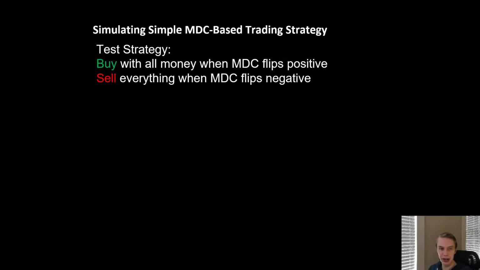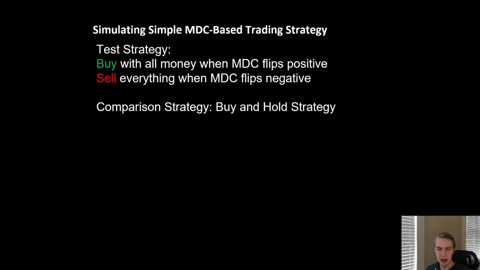The strategy that I'm going to be testing for both the MDC and the 20-week is pretty simple. The first backtest I'm going to show you is the MDC versus buying and holding. Essentially, when the MDC flips bullish, when it thinks that we're entering into a bull market, it's going to flash a buy signal, and you'll just buy with everything that you have at that point. Then you'll sell everything you have when it flips bearish, when it flips down negative. And the comparison strategy will just be buy and hold.